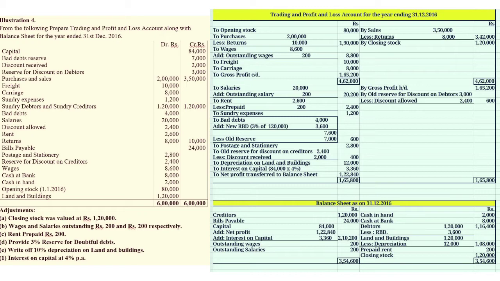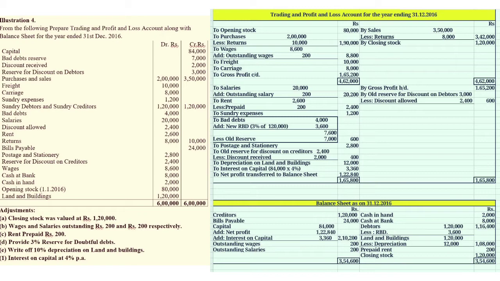Now the trading account total, how much? 4,62,000. The gross profit, how much? The credit side is more than the debit side, so it leads to profit. Okay, the gross profit carried on is 1,65,200. Now brought down to the profit and loss account on the credit side. Now go through the indirect expenditures, revenue and deferred expenditure.